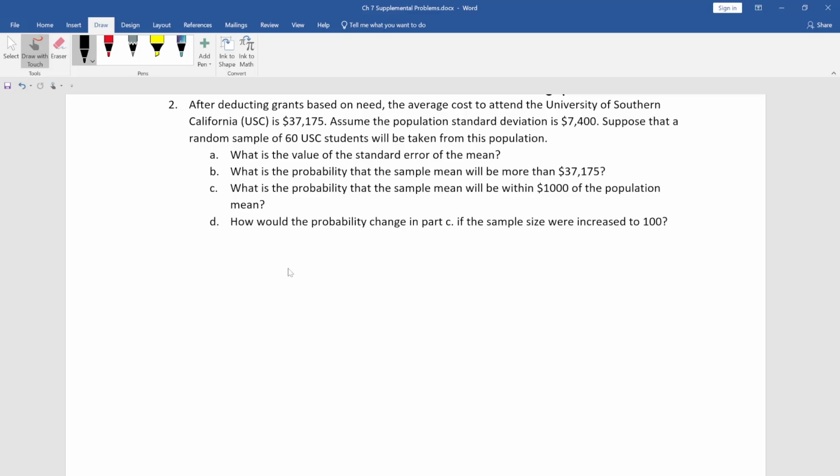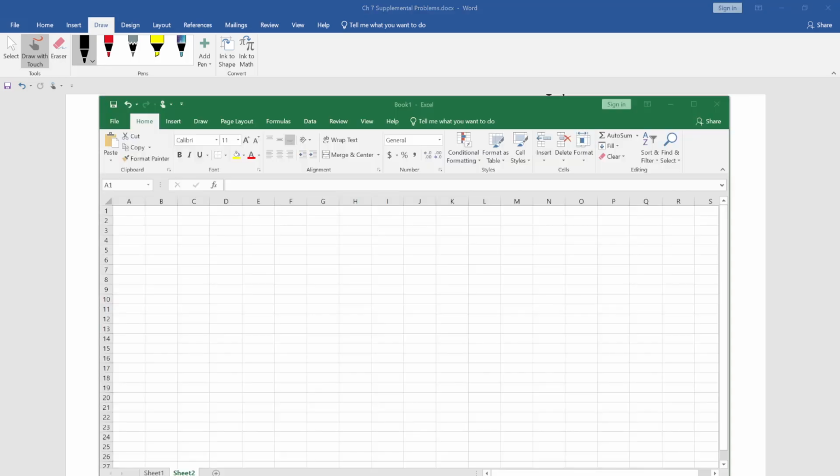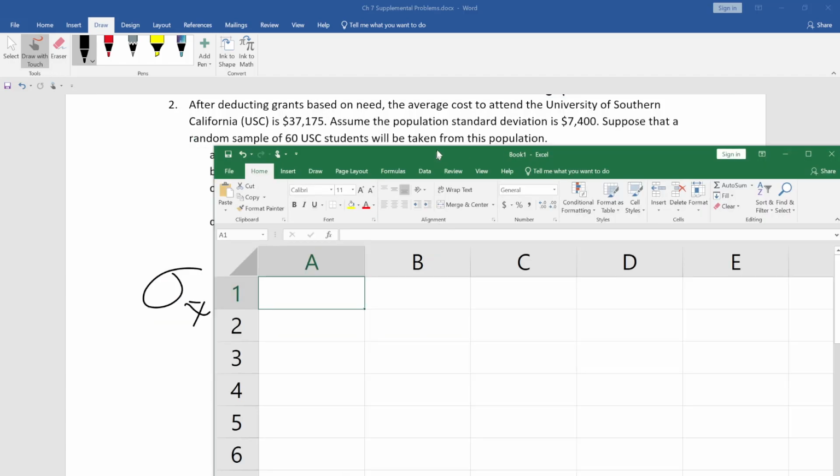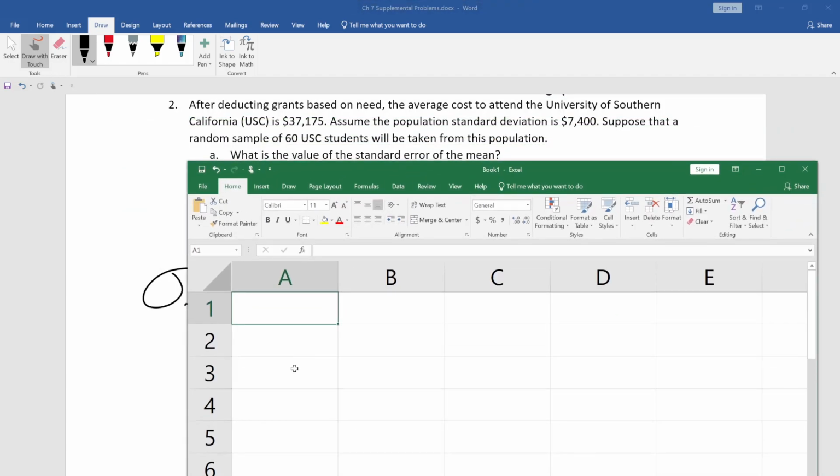A, what is the value of the standard error? So remember our standard error of the mean. This is our formula for it. I'm going to do this in Excel. You could use a hand calculator if that's what you'd prefer. We're taking here equals 7,400 divided by the square root of 60. So this is our standard error. That would be the answer for A.